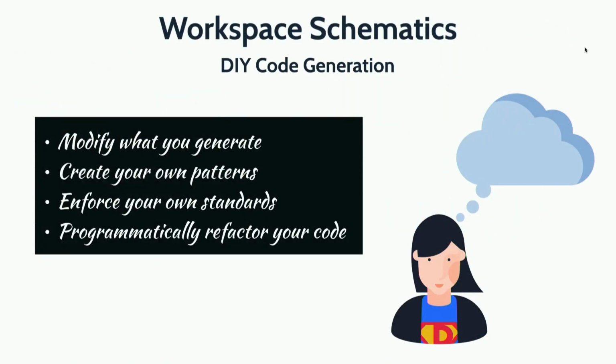So workspace schematics, this is what I was talking about earlier. Schematics are what Angular CLI uses to generate code. Components are a schematic, ng new is a schematic, ng g service is a schematic, ng add is actually a schematic. And so we allow you to build your own. We make it really easy for you. You do ng g workspace-schematic, and you can write your own.